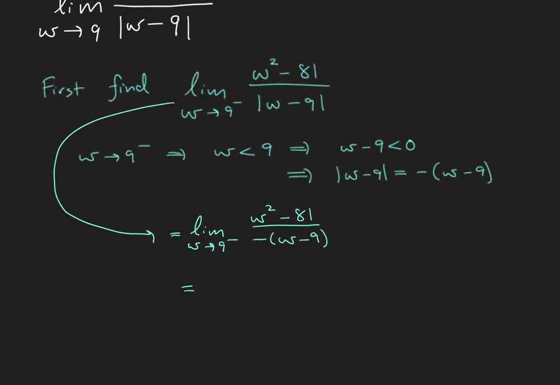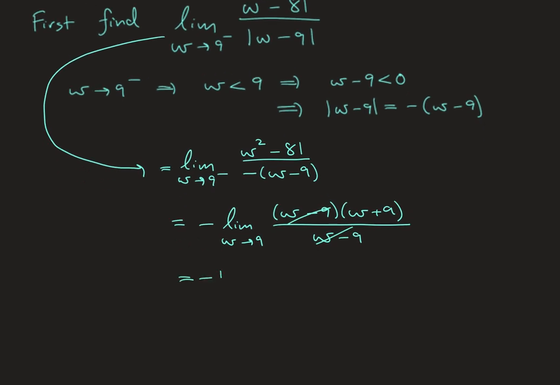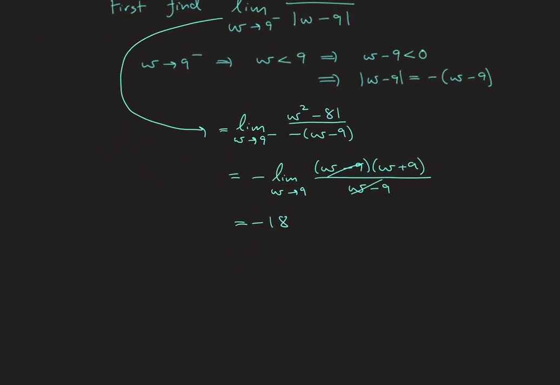Okay? This is the same thing, so that I'm going from here to here. That's the same thing as the negative of the limit as w approaches 9 of w minus 9 times w plus 9, all divided by w minus 9, and we're happy with these, giving me a final answer of negative 18. Okay, hopefully the other side of the limit is the same. So I'll say now find the limit as w approaches 9 from the right of this w squared minus 81 divided by w minus 9.